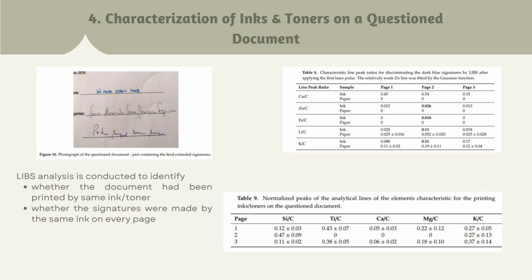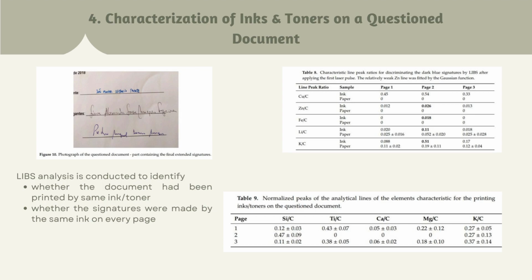The LIBS analysis shows that the ink on page 2 is different, as it contains 2 times the amount of zinc to carbon ratio, and iron is present in the ink. The second page ink has weak zinc and lead signals, which may indicate that the black ink on the second page is probably a different ink.